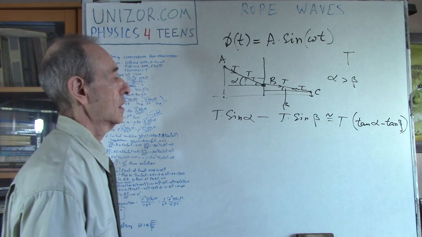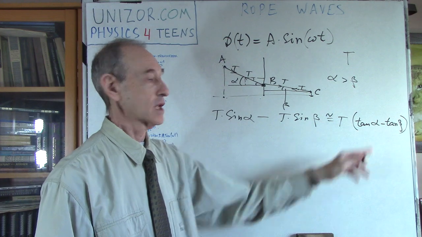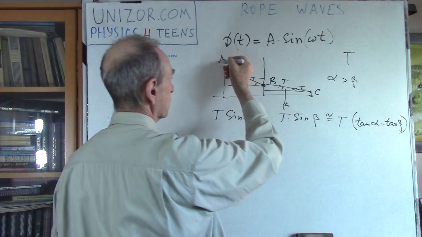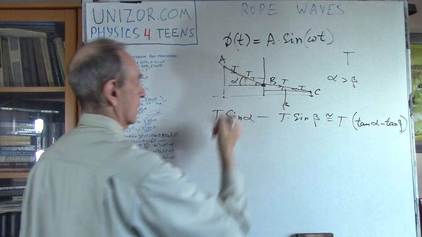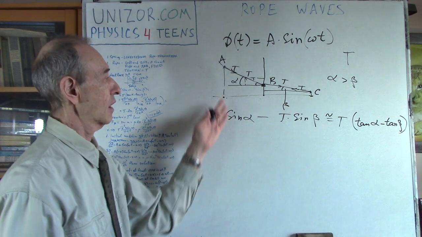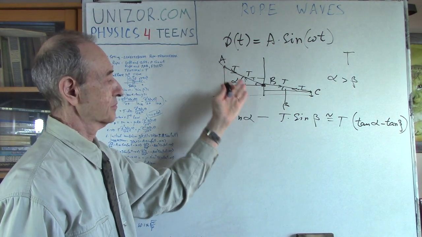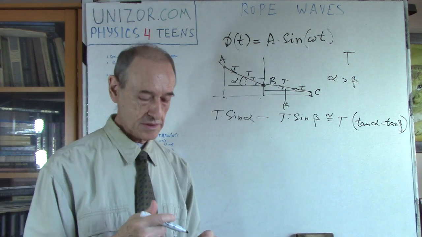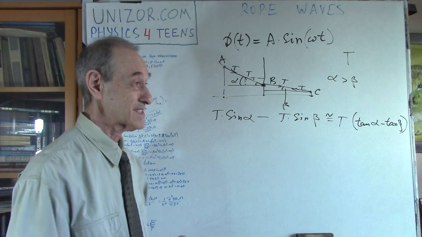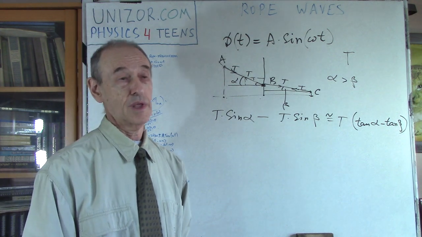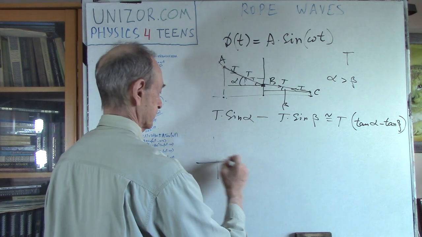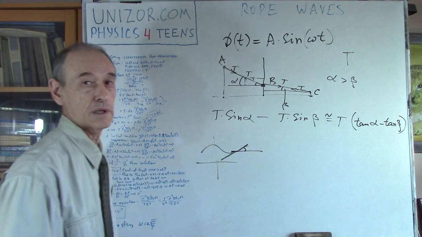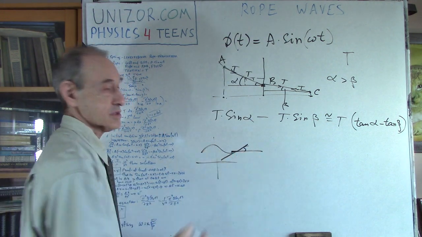Now, what is T times tangent alpha? What is the tangent of this angle? If this is a curve, and this is a curve actually, what is the tangent of the angle which the tangential line makes with the horizontal? Well, that's actually the first derivative, if you remember. The first derivative of a function is the tangent of this angle, between the tangential line and the horizontal.